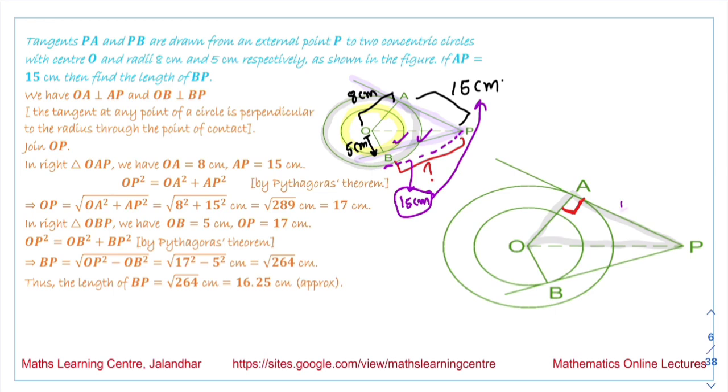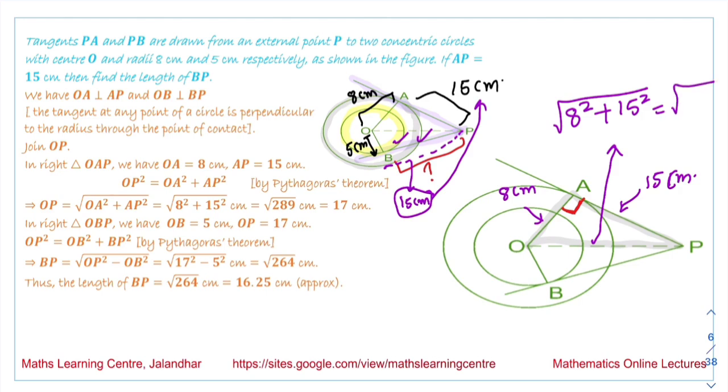So in this triangle we are saying this side is 15 centimeter, this angle is 90 degree, and this side is 8 centimeter. So we can calculate the value of OP, and it comes out to be square root of 8 square plus 15 square, that is equal to square root of 289, that is equal to 17 centimeters. Now this length OB is given to be 5 centimeter.